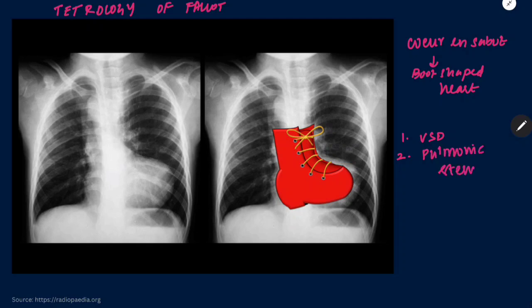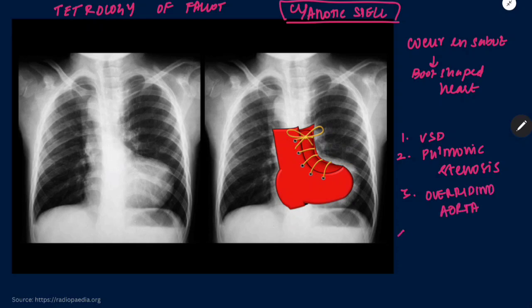So this is very important. The infundibular spasm is going to precipitate something very important, a cyanotic spell. This is very important because we have to treat it as an emergency condition. So cyanotic spell is very important. The next one is overriding aorta, or we can comfortably call this a dextroposed aorta.